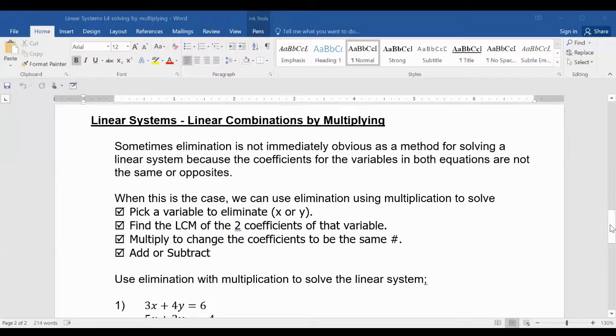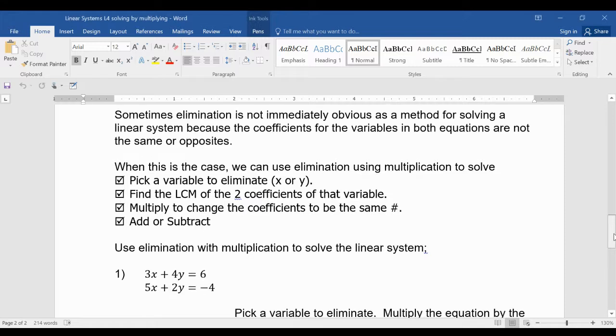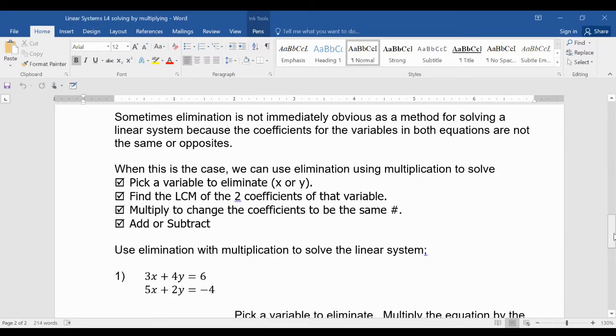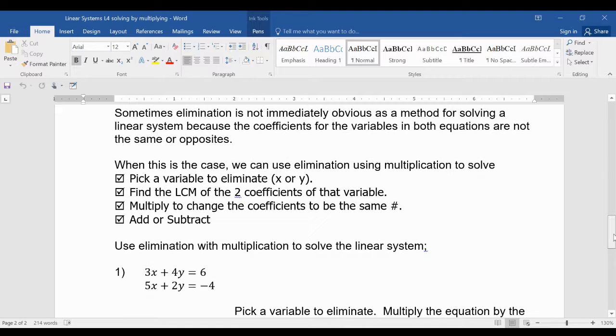So what happens when we want to use elimination to solve a system of equations, but our coefficients are not the same or opposite, either for x or y, thus not allowing us to directly add or subtract? Well, we can make use of multiplication as a way of forcing those coefficients to become the same or opposite so that we can get to the point of adding or subtracting.